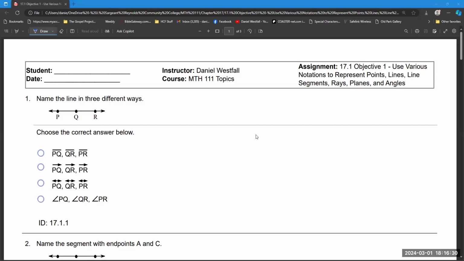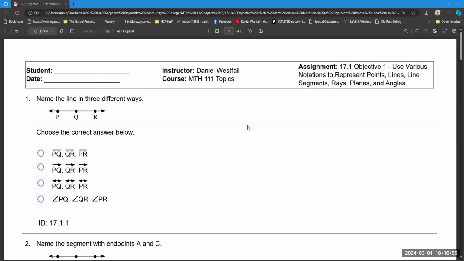In this video, we're going to talk about 17.1 Objective 1. We're going to use various notations to represent points, lines, line segments, rays, planes, and angles. This is the beginning of Chapter 17, where we're starting to talk about some geometry. So we've kind of gotten out of some of our algebra topics now, and we are into our geometry topics.